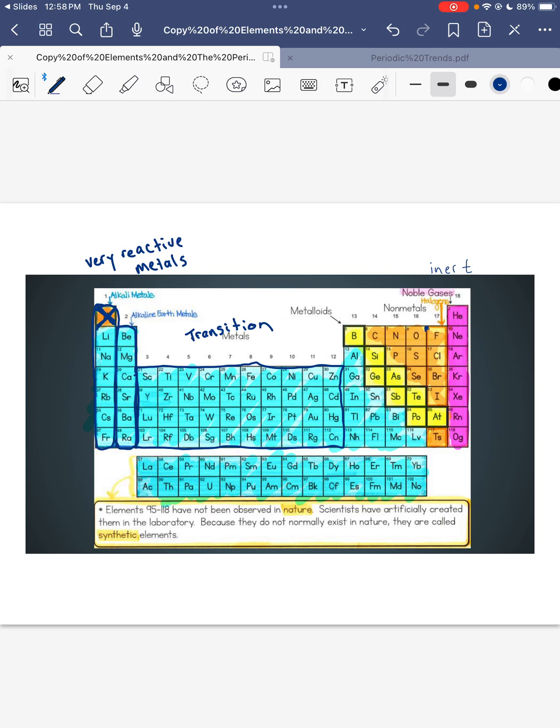The next famous group we'll talk about is the halogens. The halogens is this group of nonmetals, and the halogens are famous for being the most reactive nonmetals. Again, we'll talk more about why they're so reactive in the next video. But our halogens are our most reactive nonmetals, and they appear in the second to last or the 17th group.